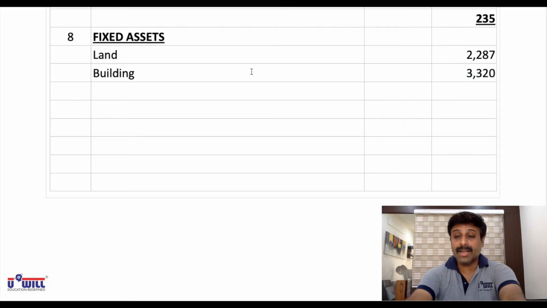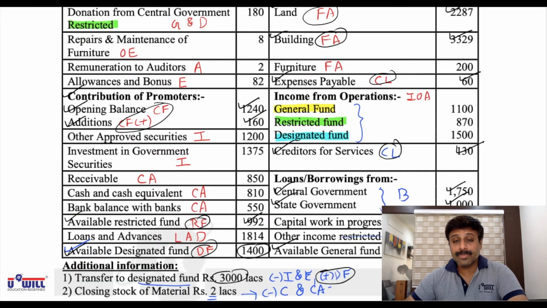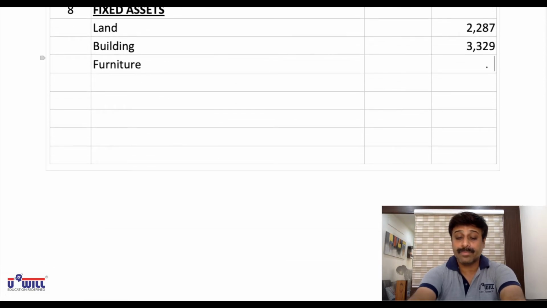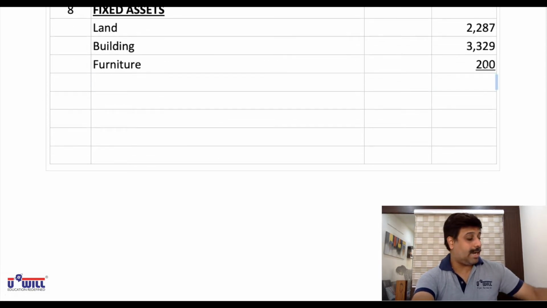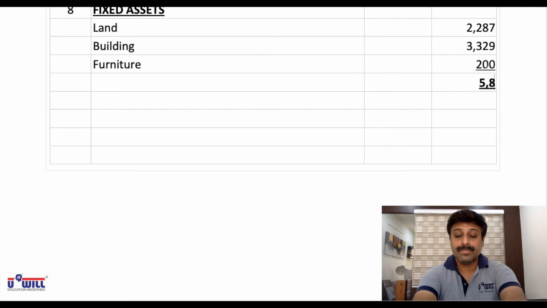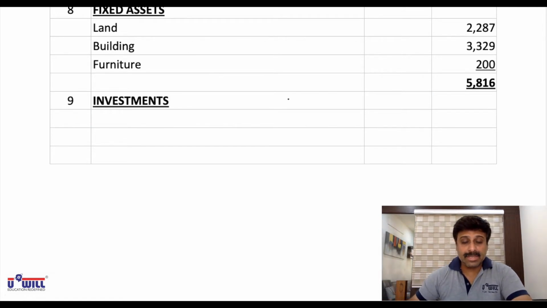Then other than building, what we have is furniture. Furniture is how much? 200. Okay, 3 fixed assets are there, all are taken into consideration. So furniture, write down 200. Total will come to 2287 plus 3329 plus 200, that is 5816. Okay, then 9th, after fixed assets we will have investments. I marked items, investments.